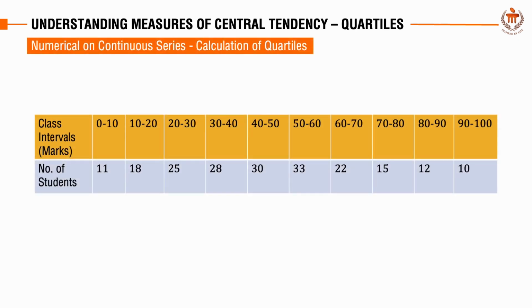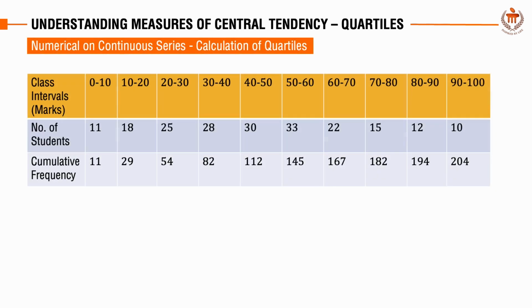Now, in this question, you can see the class intervals are given, and they are continuous in nature. The frequency is given as the number of students, with class intervals from 0 to 10 up to 90 to 100. You can add the total number of students to find the total frequency. And for median, quartile, decile, and percentile, we need to find the cumulative frequency here.